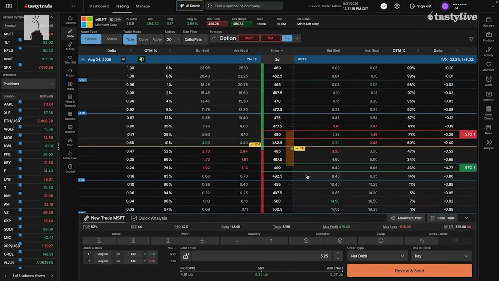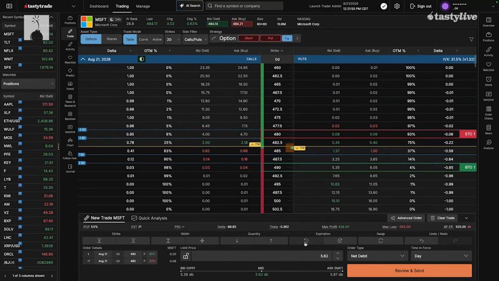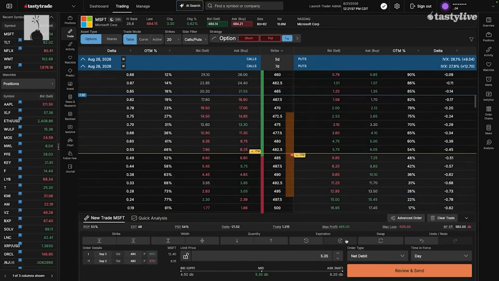So if Microsoft drops $1, the value of this spread is going to rise. You're going to theoretically make $48. If I went out, wrong way, back to 42 days, I'm only making $9.